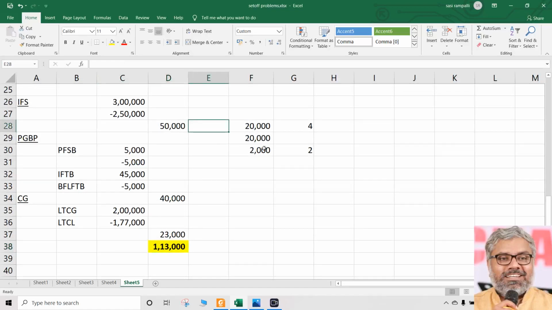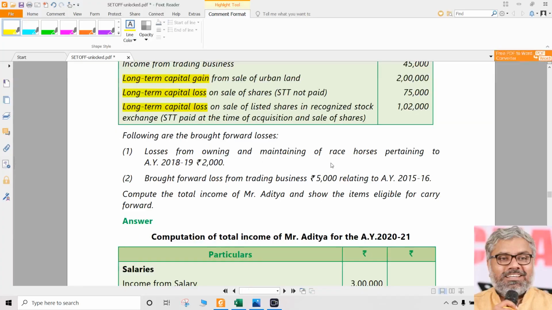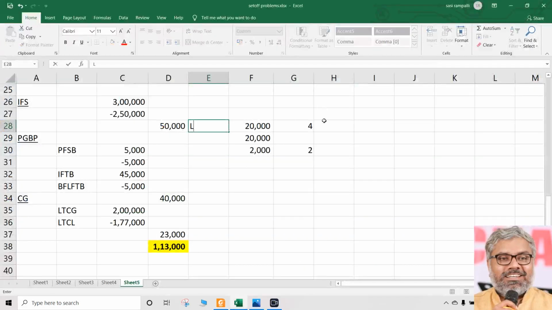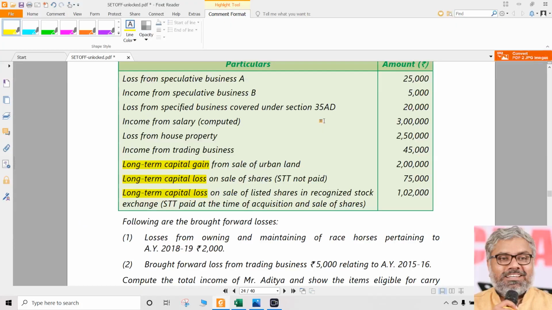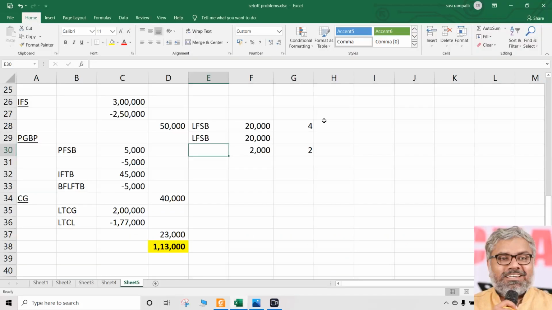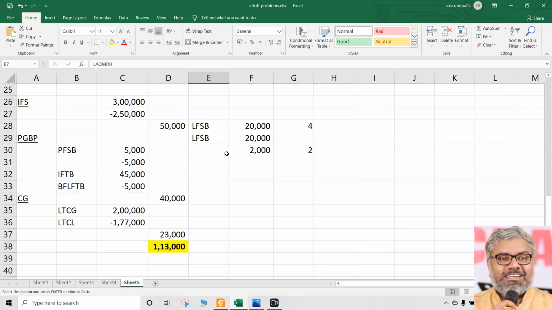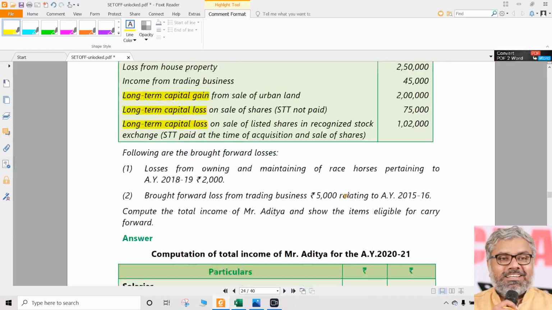Always check what it is that we are going to carry forward. What we are carrying forward, 20,000 rupees is related to what? Loss from speculative business of A. Loss from speculative business, not possible to be set off, so we are carrying forward. Loss from specified business, not possible to be set off, so we are carrying forward. This is loss from the activity of owning and maintaining race horses, 2,000. So these three are to be carried forward, but total income of the SSE for this current year is 1,13,000.